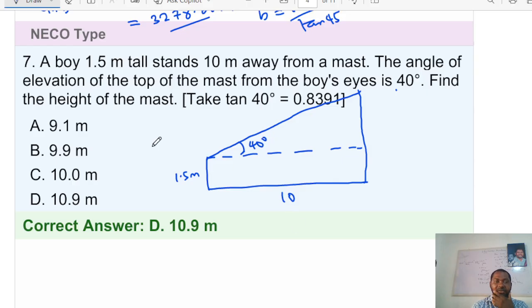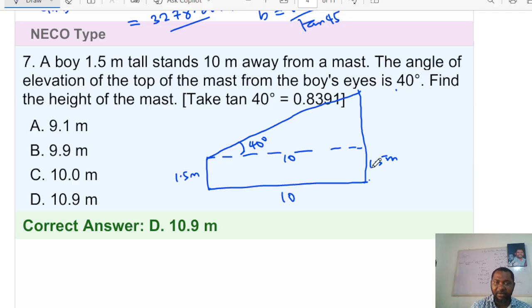So now we are asked to find the height of the mast. Now this should not be a problem. With your little knowledge of geometry, you will agree with me that this is a rectangle. And if this is a rectangle, what it means is that if here is 1.5, here will also be 1.5 meters. And if from here to here is 10, here to here is also 10, because this is a rectangle. The two opposite sides are equal, right?